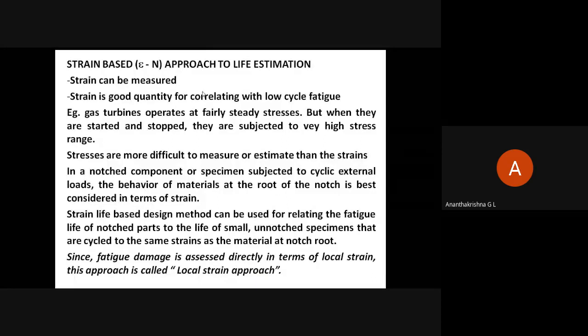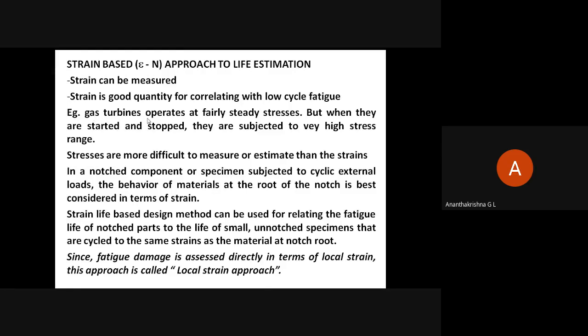Now coming to the strain based approach to life estimation. So what is the difference? Strain can be measured, whereas stress is calculated based on the deformation and the area of cross section, which is constantly changing till failure. Strain is a good quantity for correlating with low cycle fatigue, that is, fatigue failure that occurs below 10 power 4 cycles. For that, the strain based approach is a good approach.